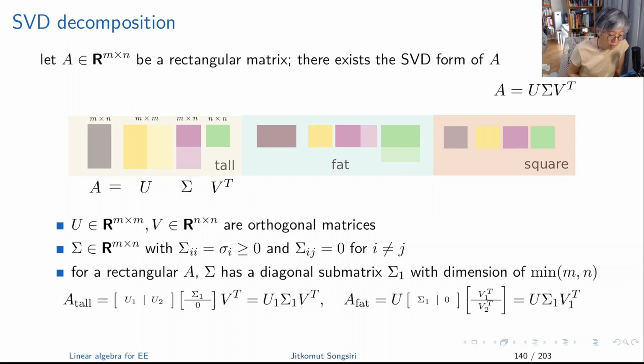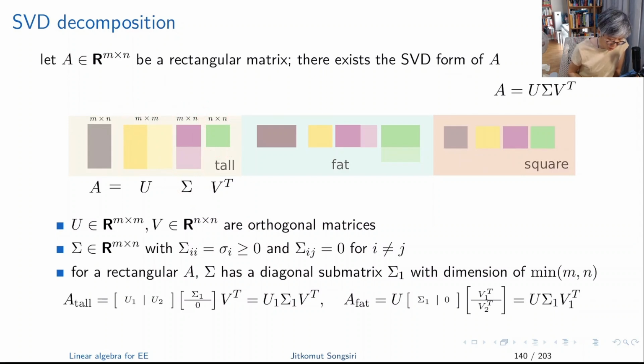An SVD can be taken on any matrix A, can be any rectangular or square, okay, any size. It says that SVD form of A is U sigma V transpose. Suppose A is M by N. The matrix U is going to be M by M, and sigma is going to be M by N, and V is N by N.